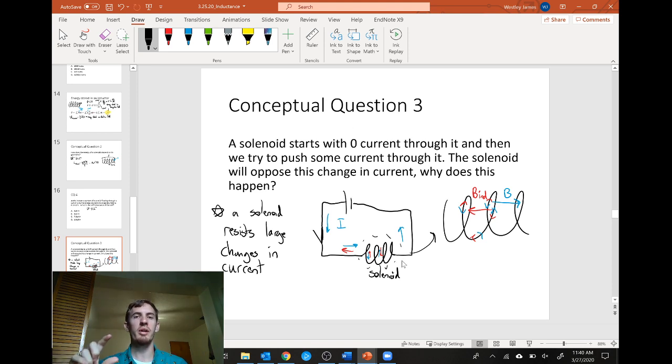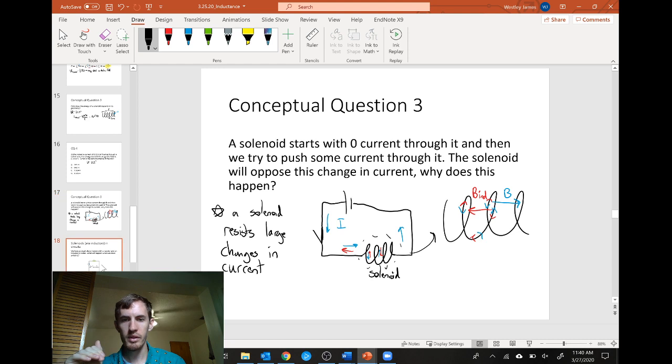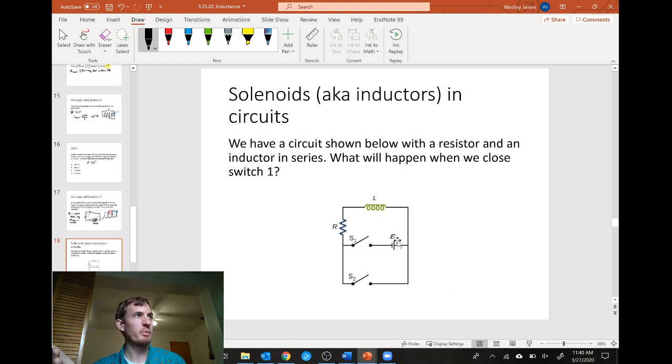Once we start talking about currents that actually alternate with time, AC currents, solenoids are going to be very important in that because they allow you to control high frequency changes. If your current's changing very quickly, a solenoid will kind of remove those high frequencies. So this is what we're going to be talking about for the rest of today.